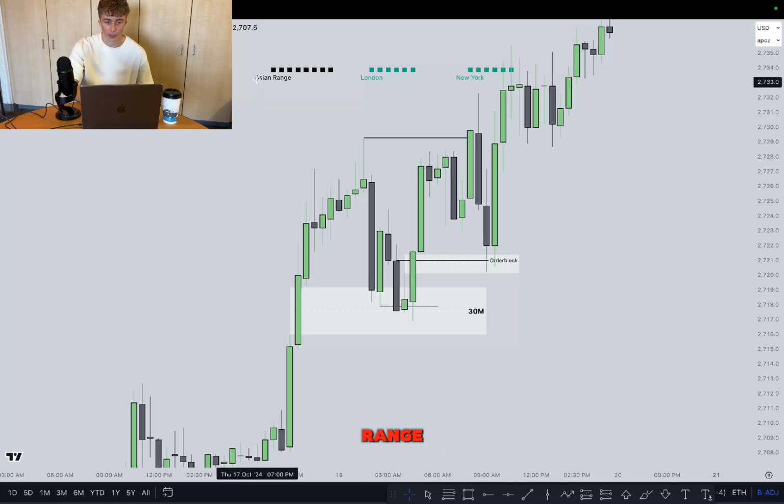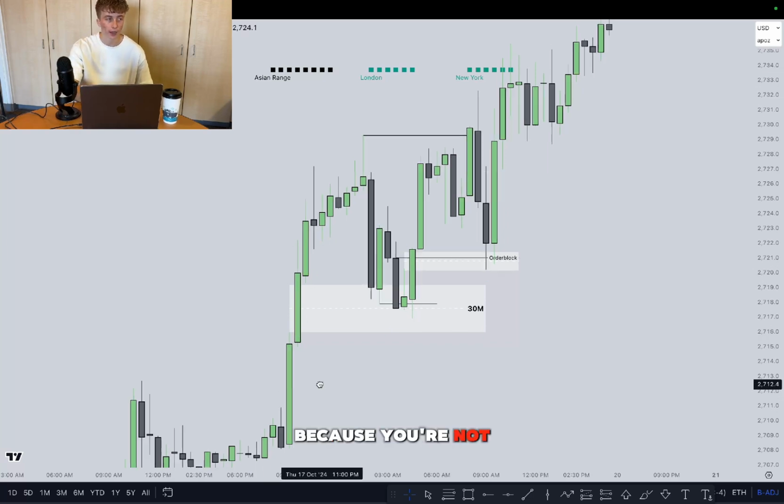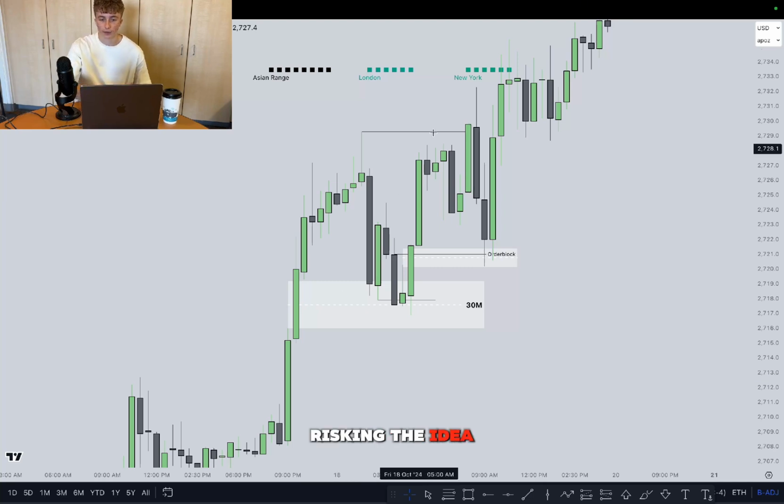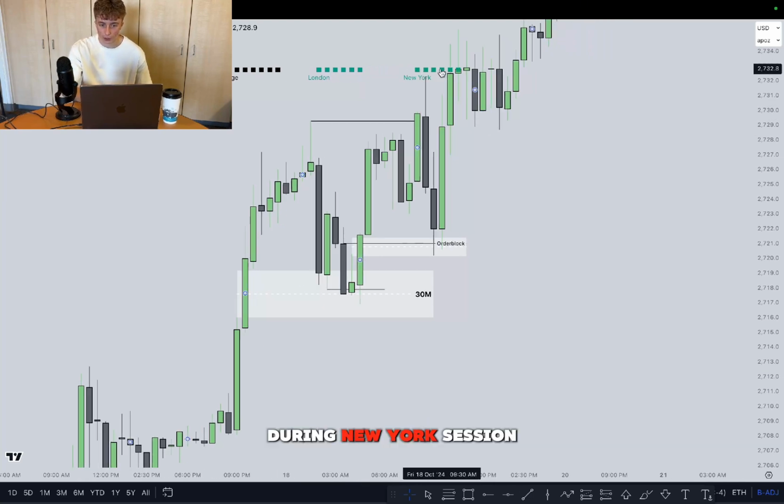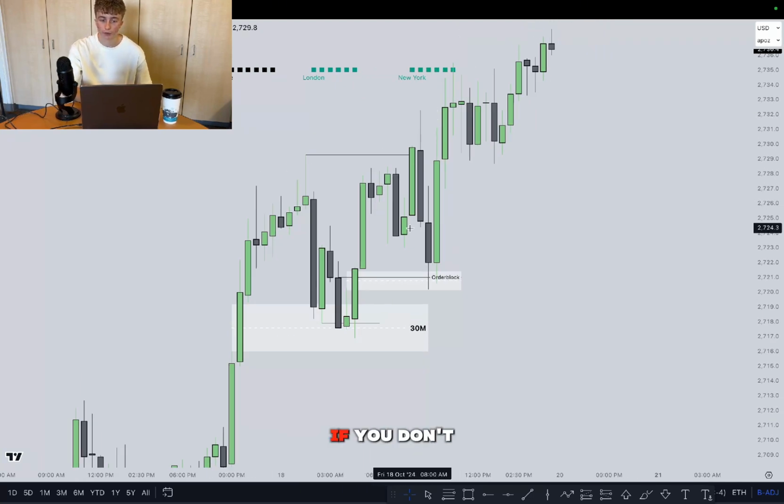Like in the Asia range, there's never news on gold, and yet it moves like this. So perhaps you're safer because you're not risking the idea that there's news during the New York session, right? News can manipulate you. If you don't check or you forget, you can find yourself in a pretty bad position.